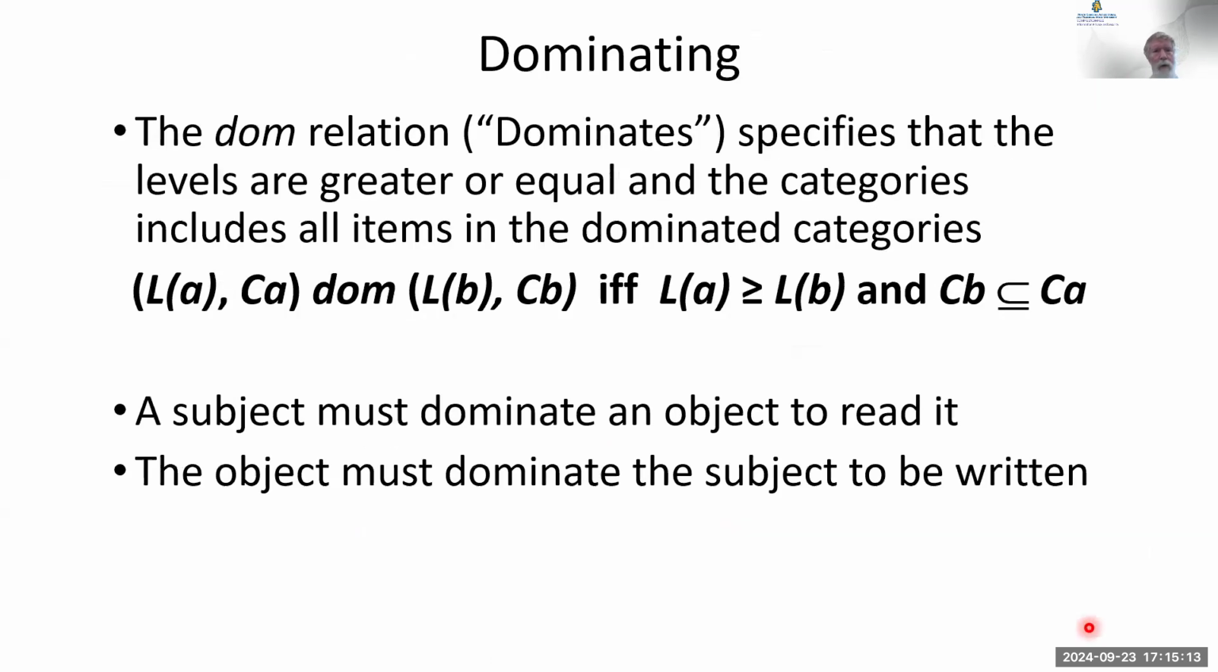Good so far? Now, remember, in order to read or write, it depends on the dominating relationship. So you have to dominate one. I tried to find a picture for this, but I couldn't find one I could show in public school. Okay, in order to dominate, the level has to be greater than or equal to the level of the other. So if A is a person and B is an object, the level of the person has to be greater than or equal to the level of the object, and all of the categories of the object have to be a subset of the categories of the user. So in order to read something, the subject, the person, has to dominate the object, the file. To write it, the object must dominate the person. Good with that?